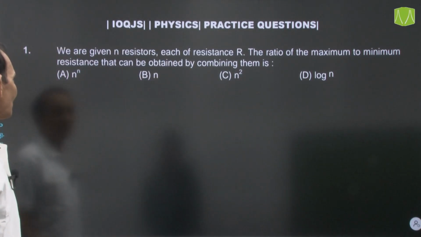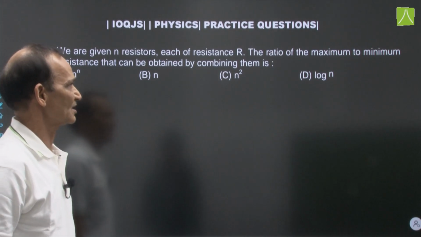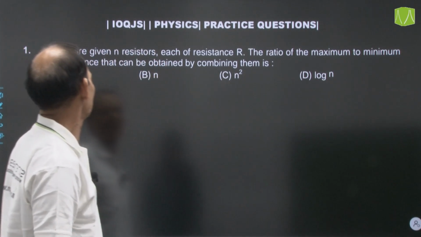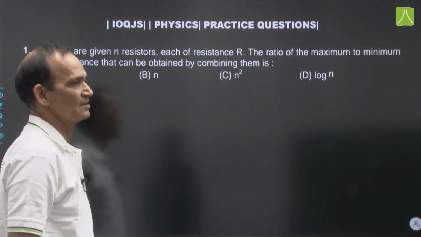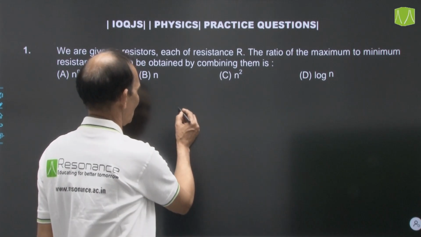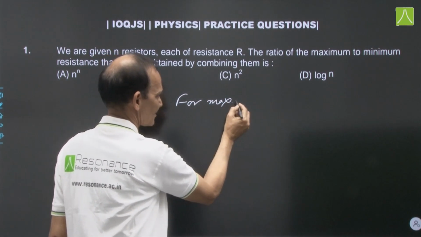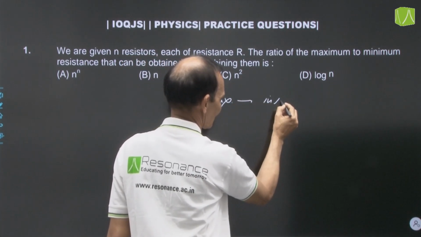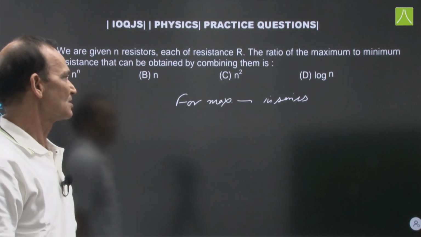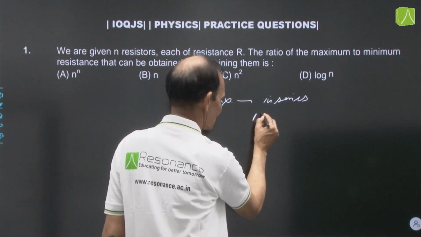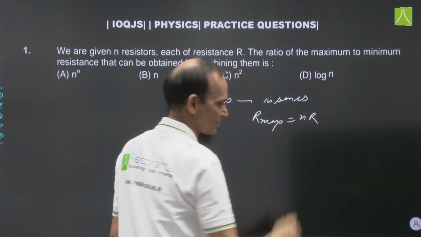First question: we are given n resistors, each of resistance R. The ratio of the maximum to minimum resistance that can be obtained by combining them is, first of all, for maximum, they must be connected in series. N resistances are connected in series, so the equivalent resistance R maximum will be NR, that is R1 plus R2 plus R3 and so on.